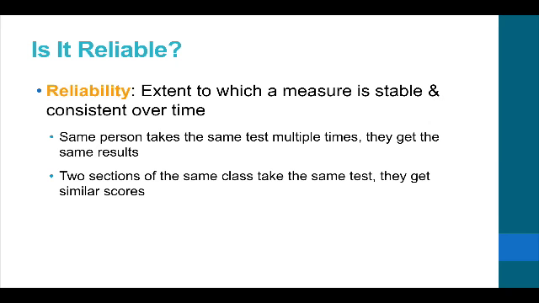Reliability also means that two sections of the same class can take the same test and get similar scores. In this case, what we're talking about is two different groups who complete the same measure and get very similar results.